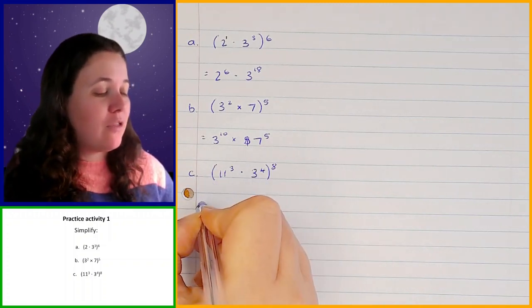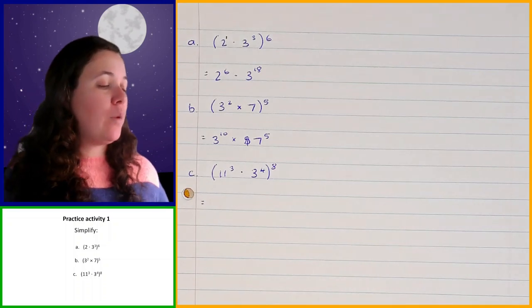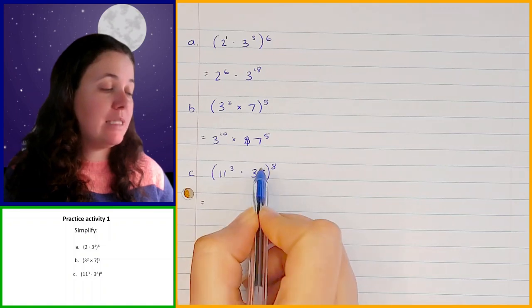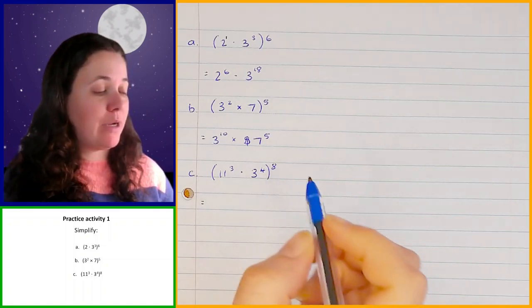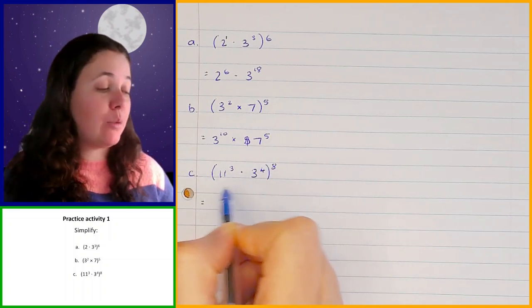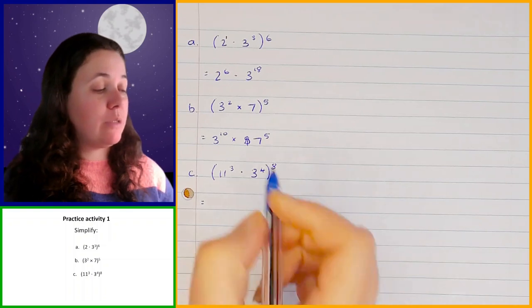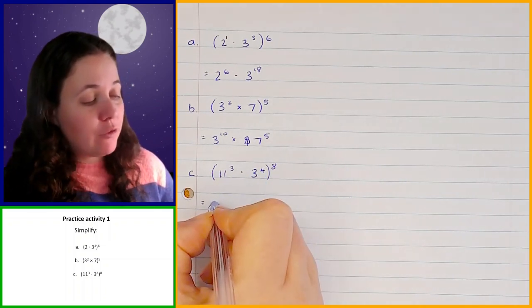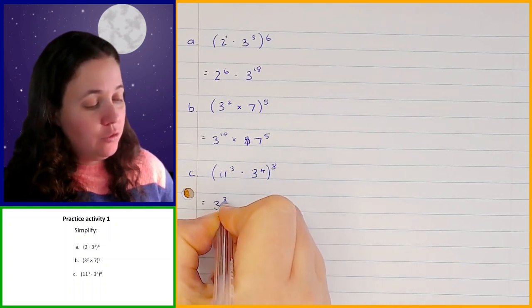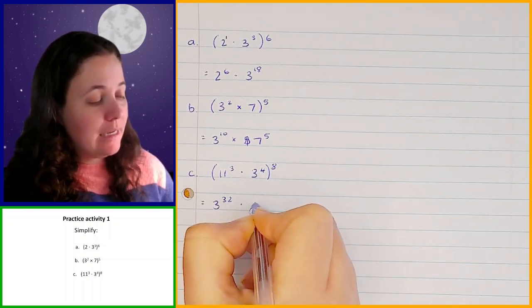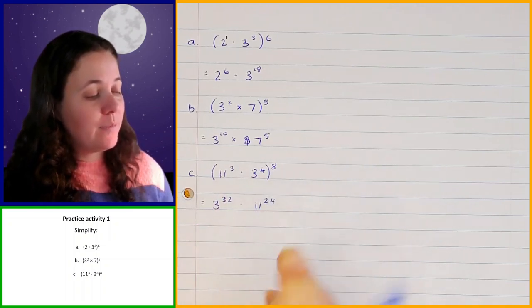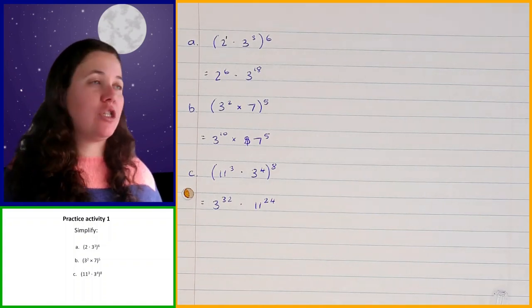And then for the last one, question C, we have 11 cubed in brackets times 3 to the power of 4, also in brackets, to the power of 8 outside the brackets. So now I'm going to take the 11 and the 3, but I'm actually going to write them the other way around because I want to write them from smallest to biggest. So I'm going to work on the 3 first. So I've got 3 to the power of 4 times 8 is 32, multiplied by 11 to the power of 3 times 8 is 24. Okay, so that's what you should get for question C.